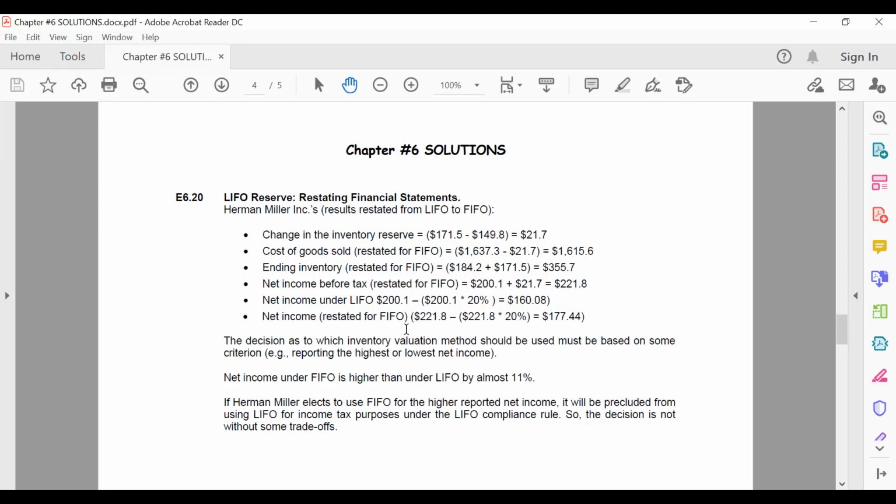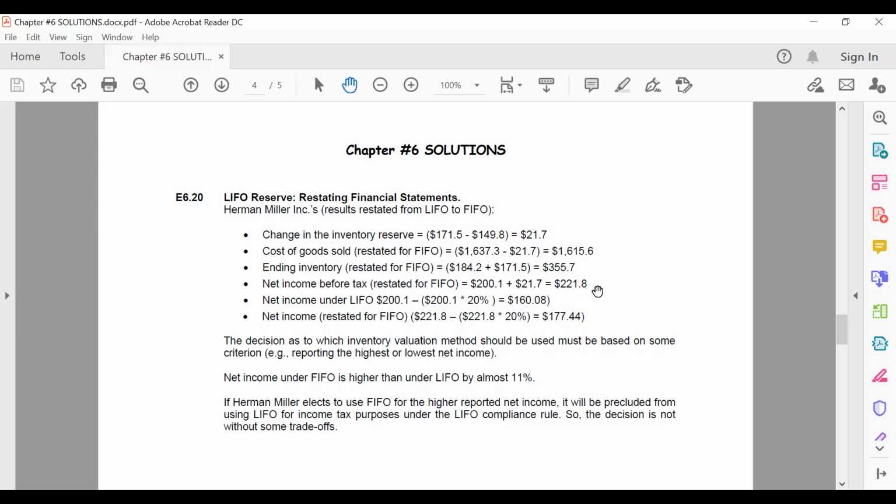And then my net income for FIFO, okay? So there was the restated for FIFO. It would be the 221, because that was the net income before tax for FIFO, reduced by the income taxes, and that gives me 177.44. So again, you're going to see these things appear again.